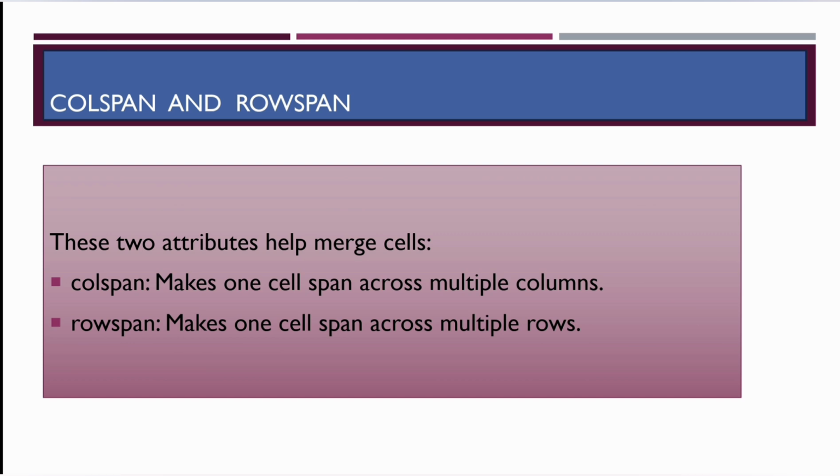Column span and row span. These two attributes help merge cells. Column span makes one cell span across multiple columns. Row span makes one cell span across multiple rows. Whenever the data inside the row or the column is big, for increasing those rows and columns we use this row span and column span. In the code we'll see how it is used. Let's go to the next slide.